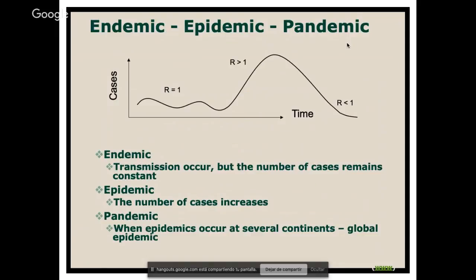We have some important concepts like endemic, pandemic, and epidemic. Endemic is when the transmission occurs, but the number of cases remains constant. Then we have epidemic, when the number of cases increases, and then we have pandemic, when the epidemic occurs on several continents, for example, a global epidemic.